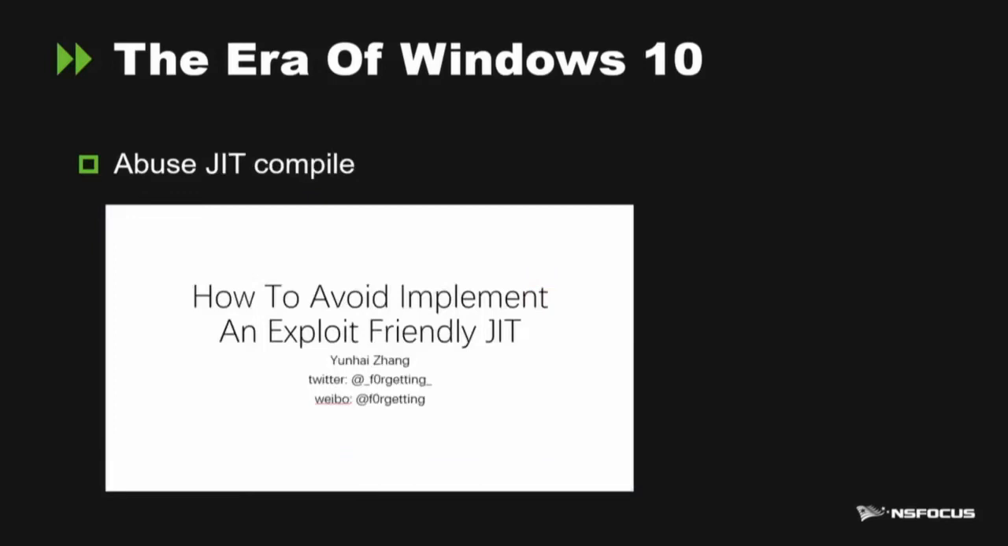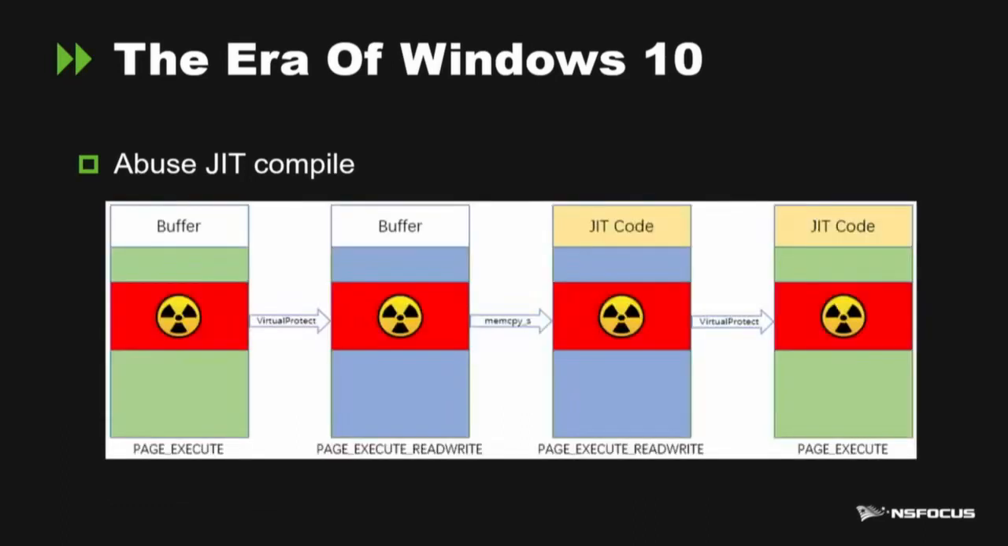Now let's see the second feature that can be abused, the JIT compiler. This technique I talked about two years before at BlueHat, so I just give a simple image to show. It's very simple. Just find some place to write your shellcode and wait for the JIT compiler to make that location executable, and you can run your shellcode from that location.